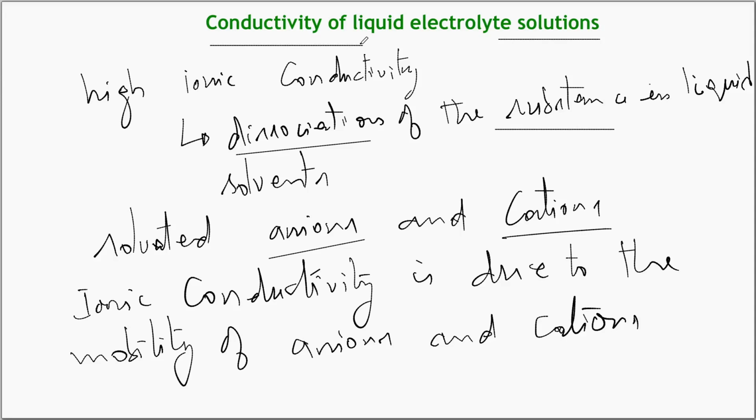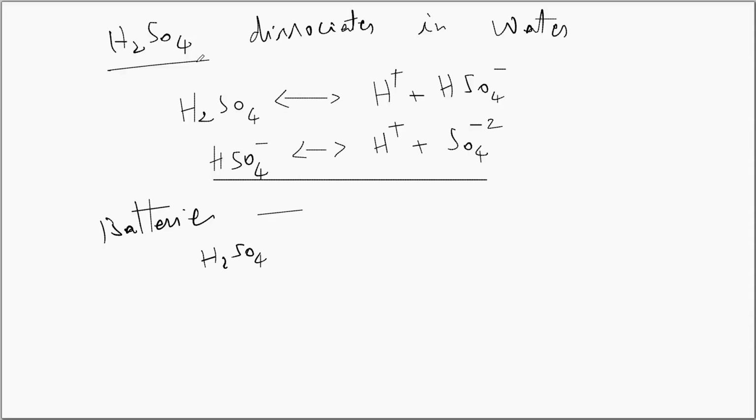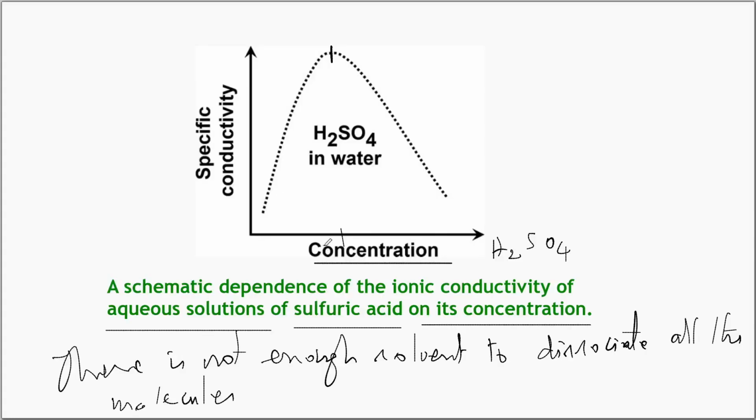In this video, we have seen the conductivity of liquid electrolyte solutions. We have said that the liquid electrolytes have high ionic conductivity. The high ionic conductivity is mainly due to the dissociation of the substance in the liquid solvents. The solvated anions and cations and their mobility is responsible for the ionic conductivity. We have seen how H2SO4 dissociates in water. We have seen the effect of concentration on the specific conductivity in the case of H2SO4 in water.